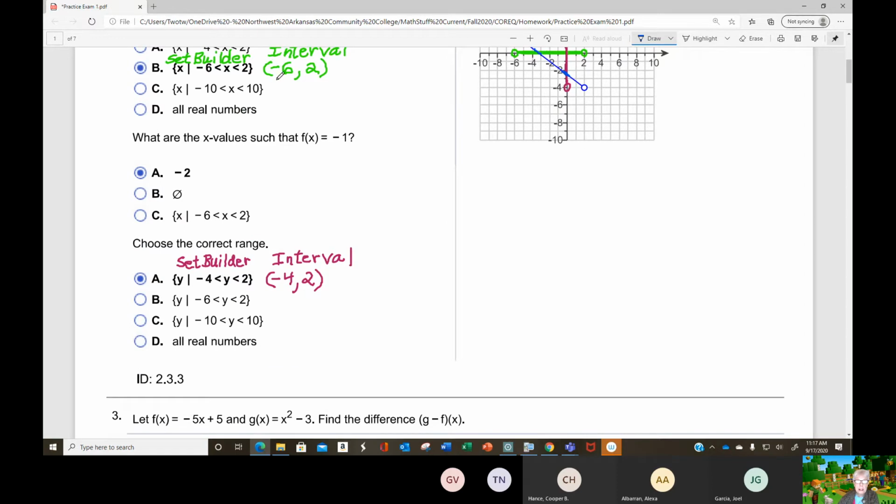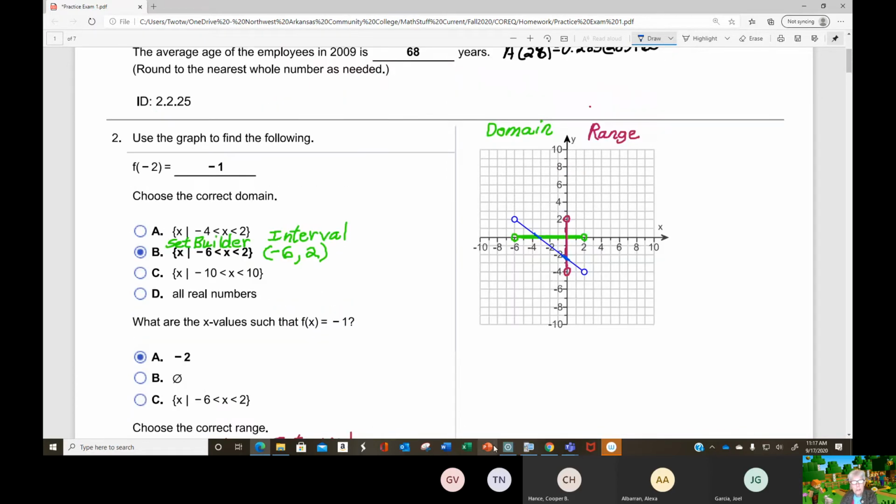Here parentheses mean x cannot equal 2, x cannot equal -6, but all the numbers between -6 and 2, and all the numbers between -4 and 2 are in the domain. So all of these numbers are safely in the domain, and all of these numbers are safely in the range. It's just the end points, the very, very end points that are not there.